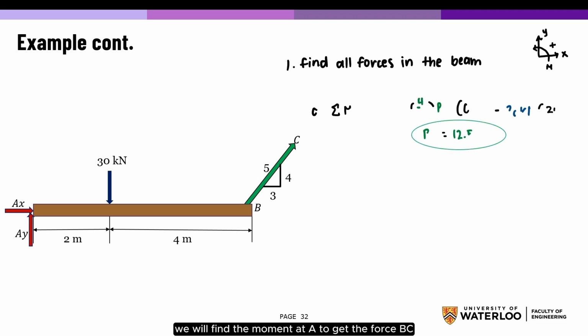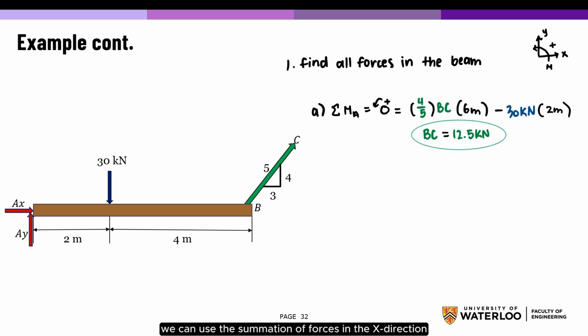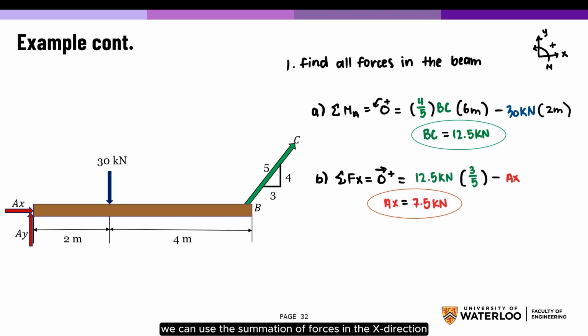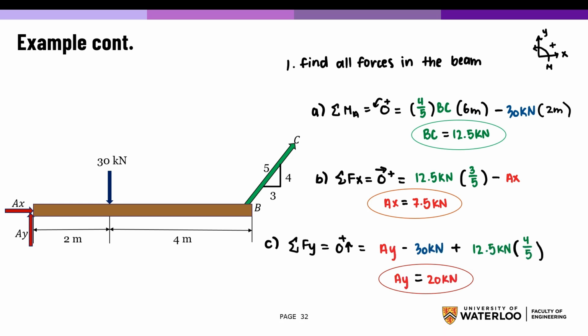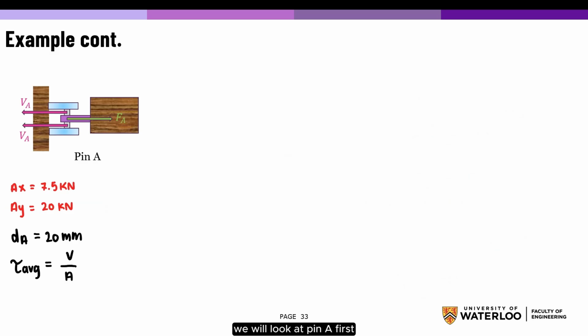We will find the moment at A to get the force BC. Using this, we can use the summation of forces in the x direction to find Ax. Lastly, we will use the summation of forces in the y direction to find Ay. We will look at pin A first.